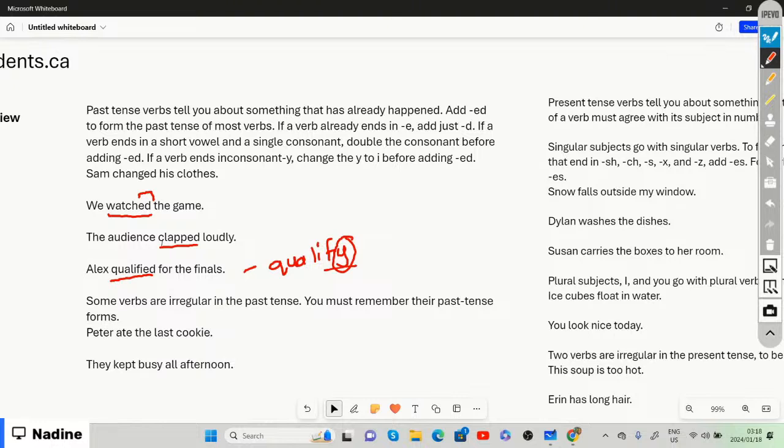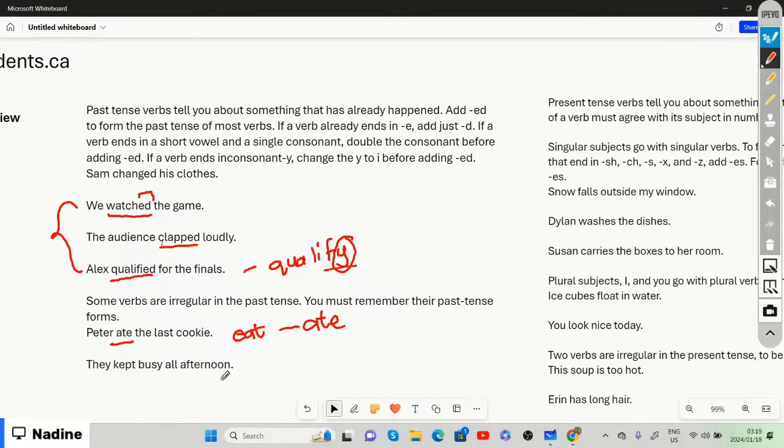So these are basically our regular verbs. We can say these are regular verbs because they follow some form of rule, because they basically tell you what to do, right? And remember, we said that verbs that are irregular don't follow a specific rule. You're just going to have to remember the past tense form. For example, Peter ate the last cookie. And the present tense of ate is eat. So as you can see, from eat to ate, it's as if the words have been jumbled.